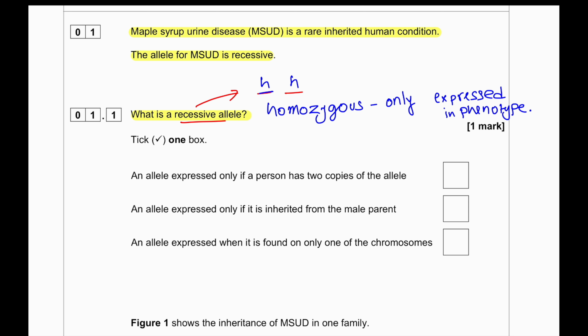So guys, let's see the options. An allele expressed only if a person has two copies of the allele. Guys, this will be the correct answer because it needs to be homozygous. Both of the copies must be recessive. Let's see the other options.